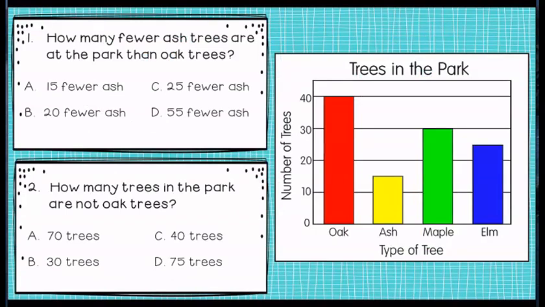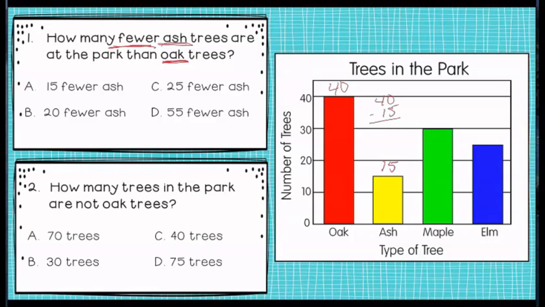vertical bar graph. It says, how many fewer ash trees are at the park than oak trees? Fewer. When I see that word fewer, I'm going to subtract between the 2 trees. So I'm looking at ash, and I'm looking at oak. When I look at ash trees, I see 15, and I look at oak, and I see 40. So I'm going to subtract 40 minus 15. 0 minus 5. Can't do it.